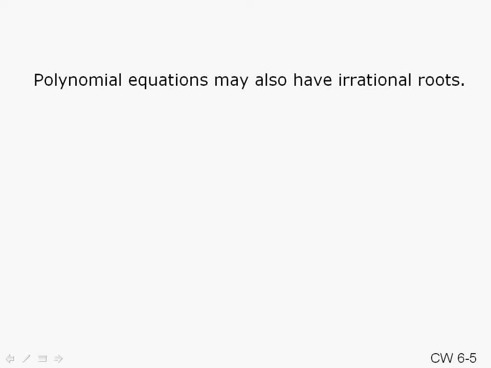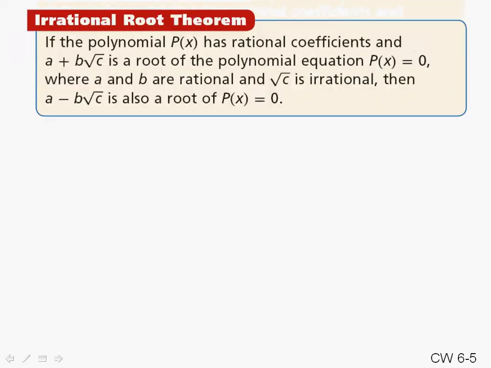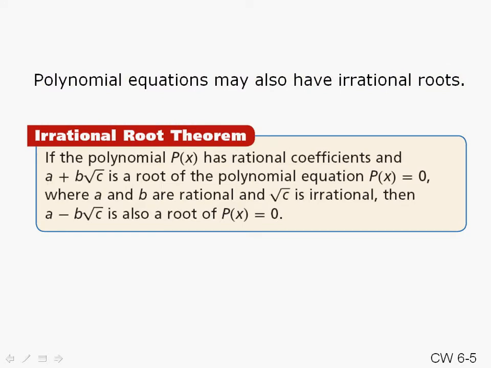Polynomial equations may also have irrational roots. In classwork 6-5, we are going to take a look at the irrational root theorem. The irrational root theorem states if the polynomial p of x has rational coefficients and a plus b times the square root of c is a root of the polynomial equation p of x equals 0, where a and b are rational and the square root of c is irrational, then a minus b times the square root of c is also a root of p of x equals 0.